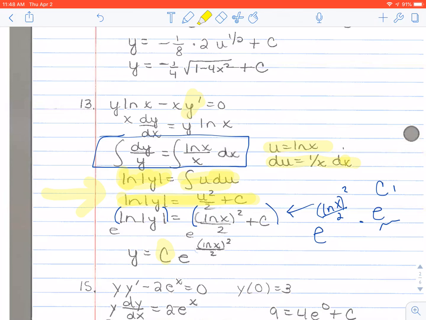And again, that means that ln absolute value of y and ln of x squared over 2 plus c are the exponents. Now this, just like in that last problem, is e to the ln of x squared over 2 times e to the c. E to the c, a number to a number, is just a constant, so we'll let that be c, and then we get e to the ln of x quantity squared over 2.